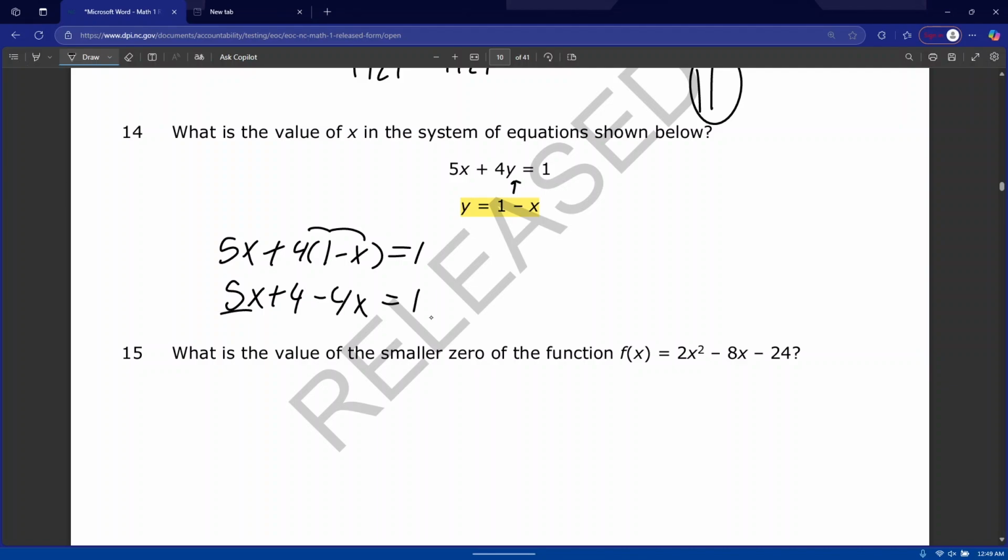Combine like terms, 5x minus 4x, that equals out to x. And if you wish, it can be 1x, your preference. Now it's x plus 4 equals 1. And it says, what is the value of x? So we need to solve for x. Okay. We need to subtract 4. Subtract 4. x equals negative 3. And that's your answer. It's that simple. I am not joking around with you. It is that simple.